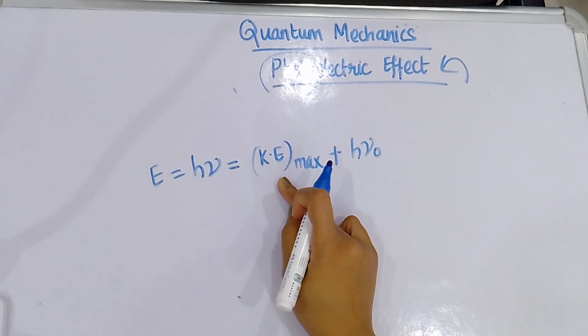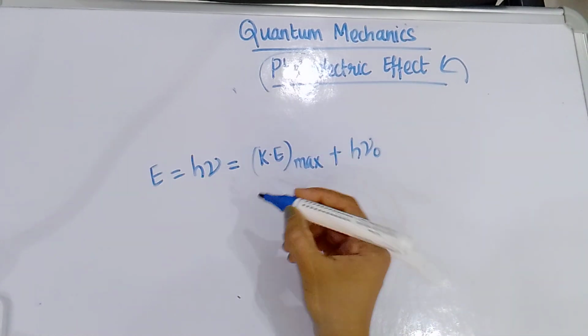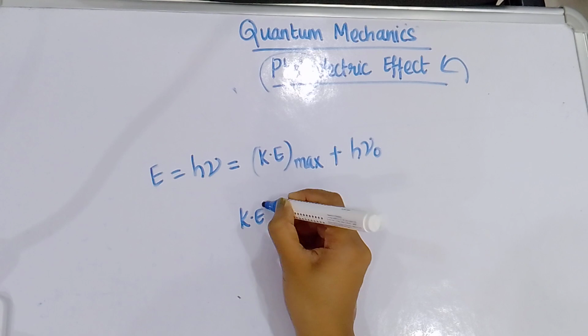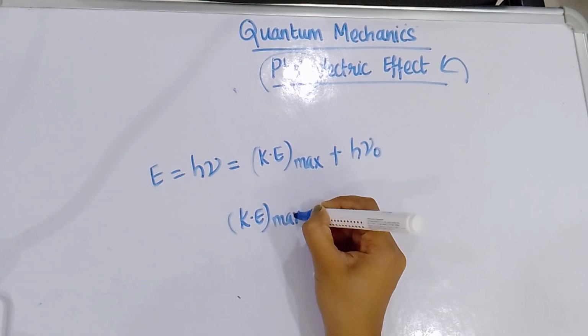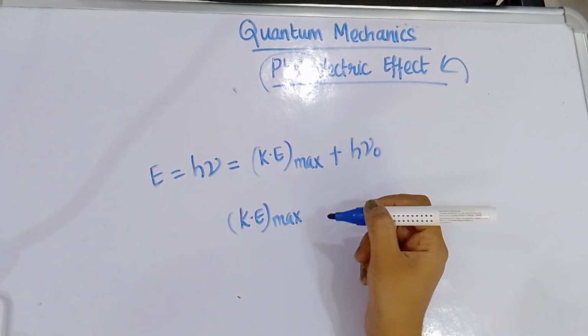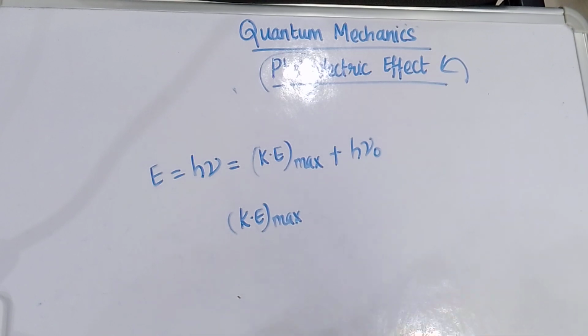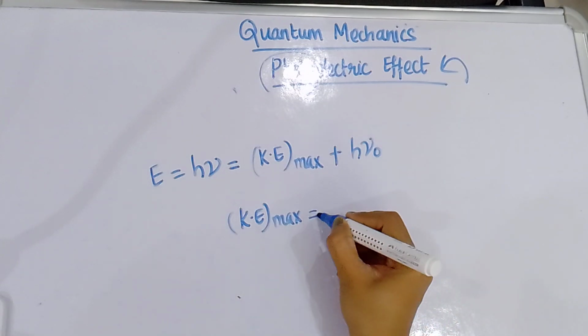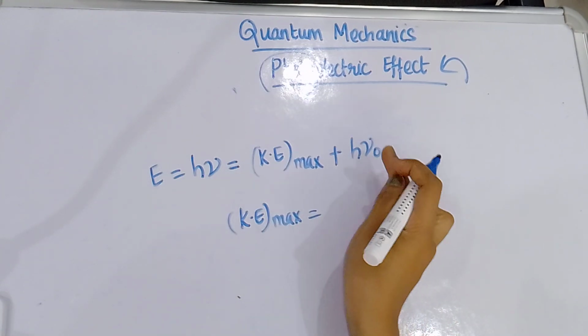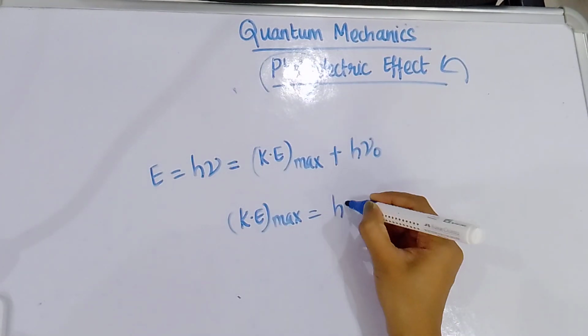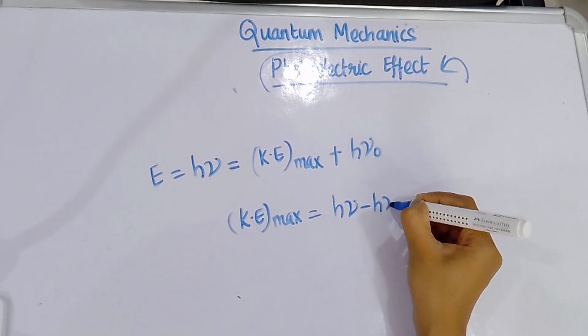So from this equation we can find the value of kinetic energy maximum. If you want to find the maximum kinetic energy of the ejected electron, or with which velocity the ejected electron moves outside, we will know it from kinetic energy. So kinetic energy maximum is, take this h nu naught to the other side, so you will be getting h nu minus h nu naught.